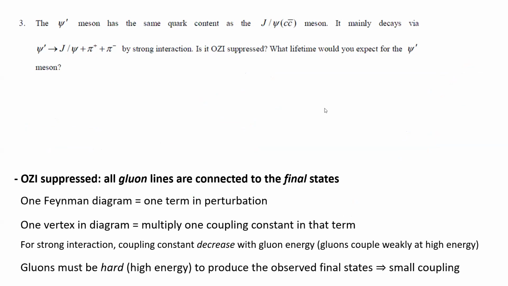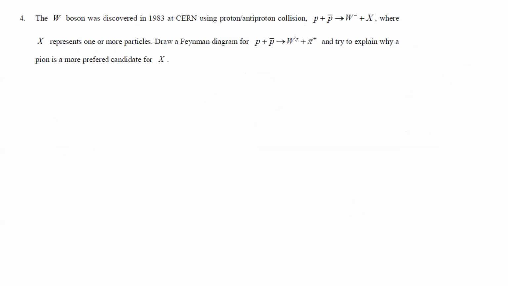So we can go to the last question. The last question asks us to draw this process first. So to remind you, the proton is U U D and the pion is U D bar. I think most of you will draw something like this first.